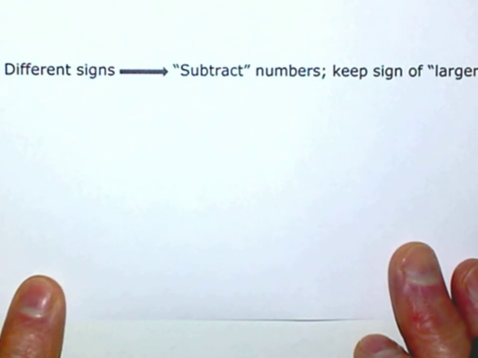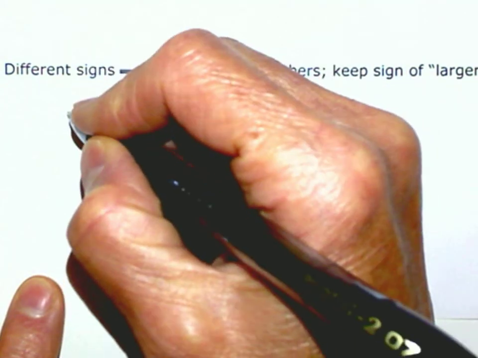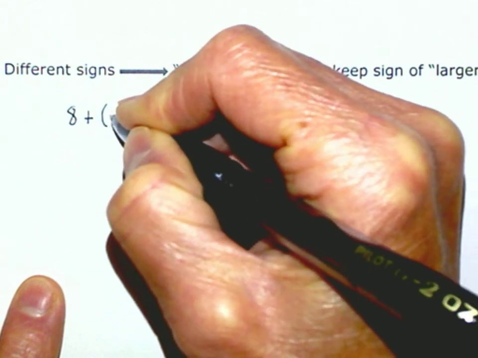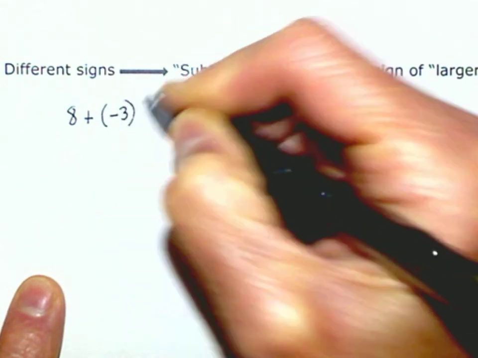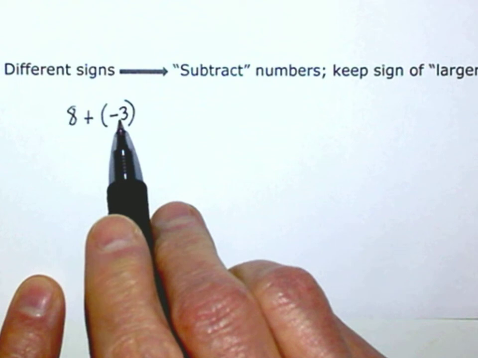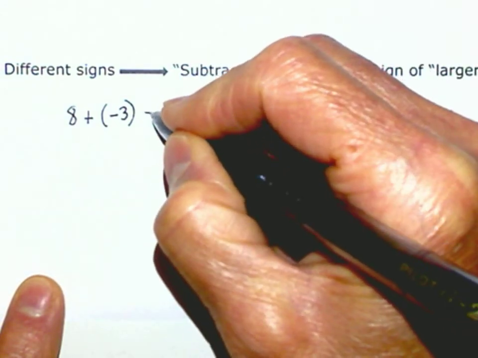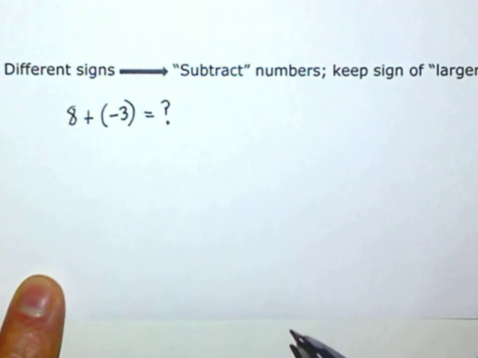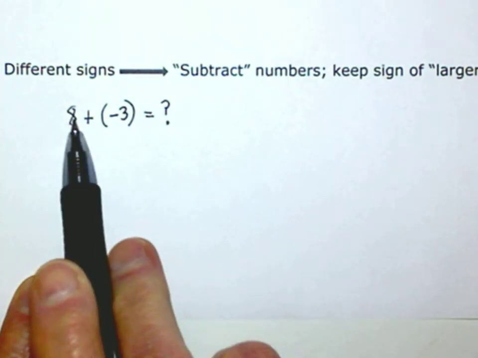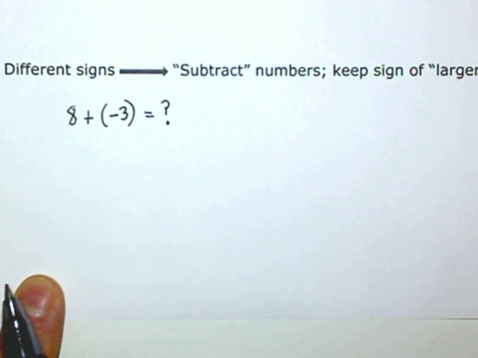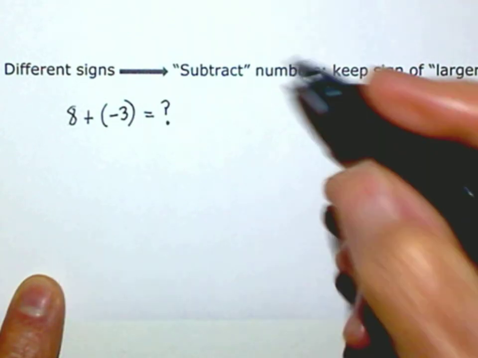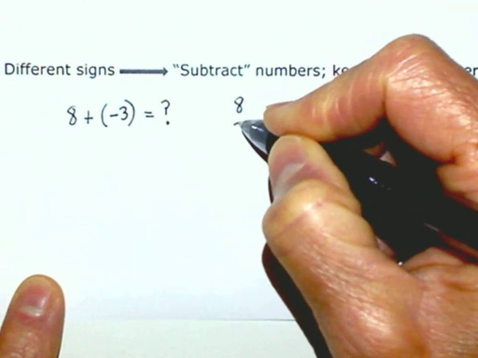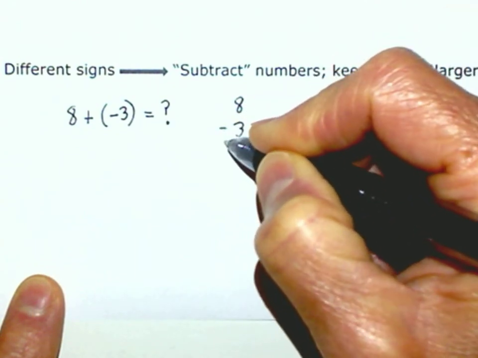Let's look at an example. Suppose I want to add a positive 8 to a negative 3. I have different signs. The 8 is positive, the 3 is negative. What is my answer going to be? Okay, I'm going to ignore the signs for just a minute. I have an 8 and I have a 3. What's bigger? 8's bigger, obviously. So let's put 8 on top and subtract 3 from 8.